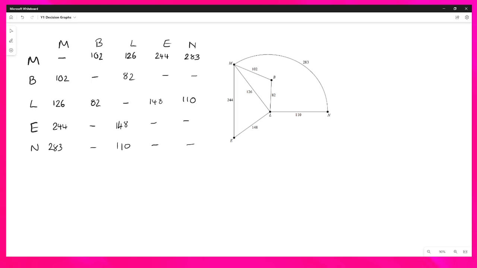The other thing to pay attention to is if there's direction on these networks. For instance, if we had that, so E to M has a length of 244, E to M would be 244, but M to E has no direction, so we put a dash there instead. So you do need to be careful if there is an arrow or direction shown on your graph.